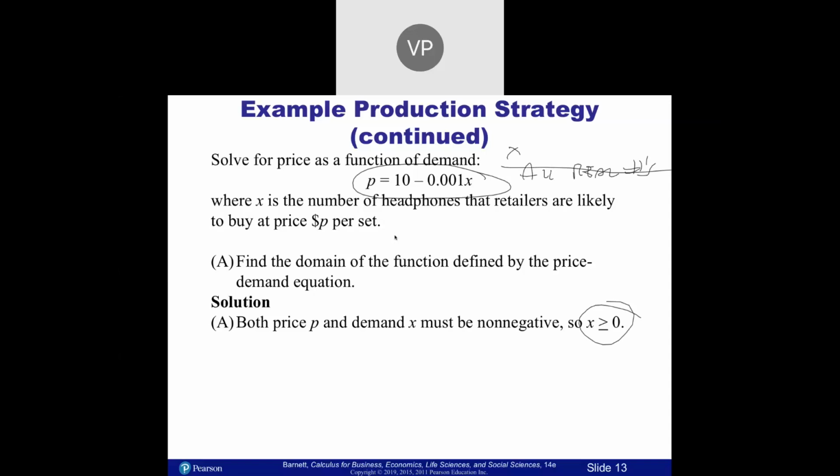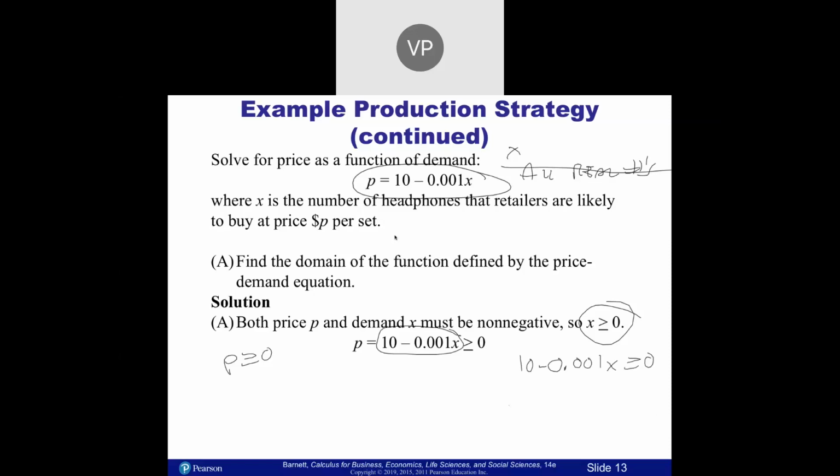It's got to be something greater than or equal to 0. Okay? So the price also has to be greater than or equal to 0. And this is where the third element kind of messes things up. Price has to be greater than or equal to 0. That means this thing right here, what price is equal to, p equals 10 minus 0.001x, that also has to be greater than or equal to 0 because that's what the price is.